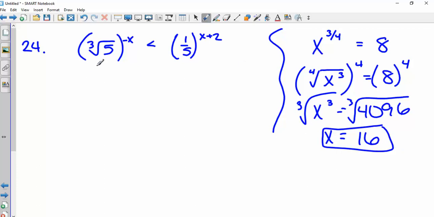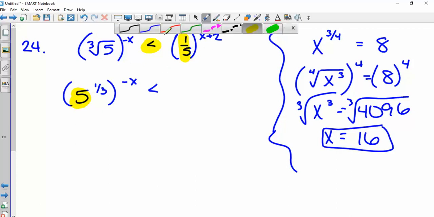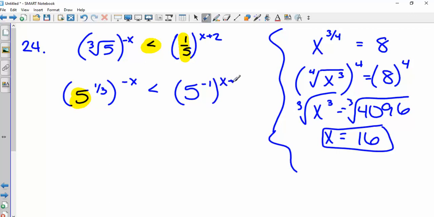So on this one, we started with the radical, and we need to write it the other way. So a cube root would be written as a 1/3 power. Okay, remember, if it's an inequality, I need my base to be bigger than 1, which 5 is. That means I really need to get rid of the 1/5. I would write that as 5 to the -1. So that gives me 5 to the -1/3 x is less than 5 to the -x minus 2.